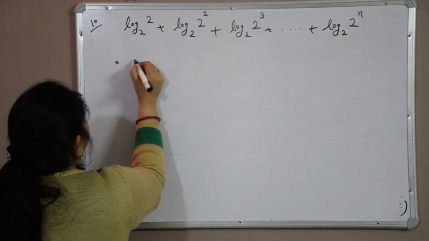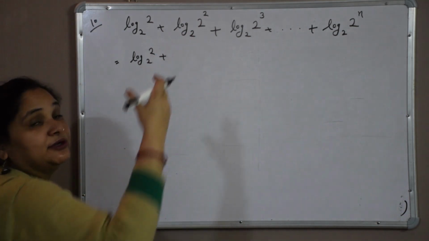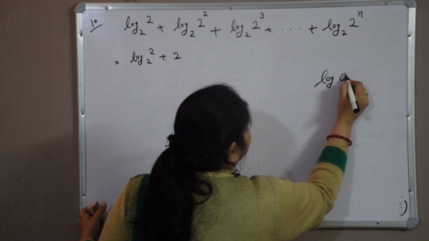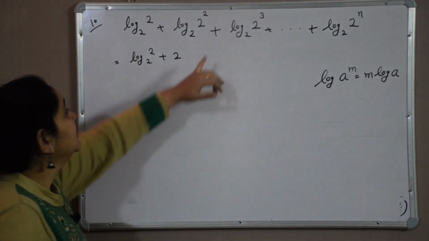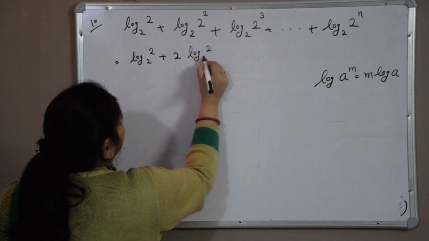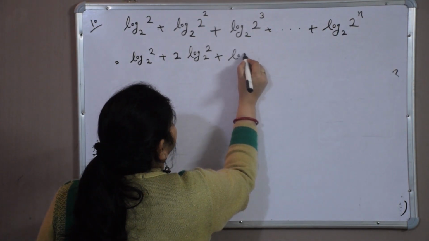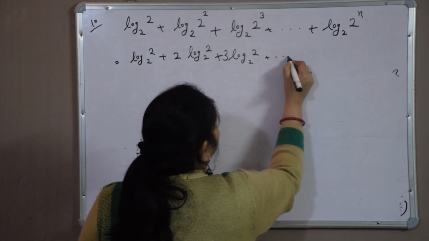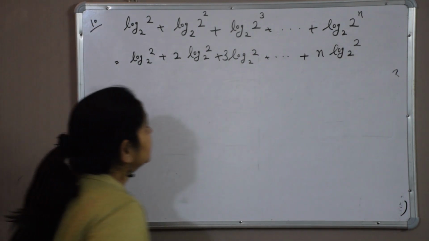So first of all, log of 2 to the base 2, and here 2 raised to power 2. So 2 will come out by using the property log of a raised to power m is equal to m log a. Power will come out. So here power is 2, it will come out. It will become 2 log of 2 to the base 2, plus 3 will come out, up to n will come out, log of 2 to the base 2.